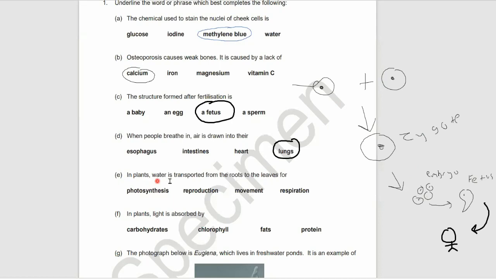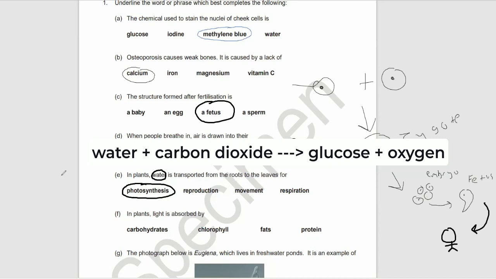E. In plants, water is transported from the roots to the leaves for photosynthesis, reproduction, movement, respiration. Well, we have to ask ourselves, what is it that the water is going to be used for? And the answer is photosynthesis. The water joins with carbon dioxide to form glucose in a process called photosynthesis.